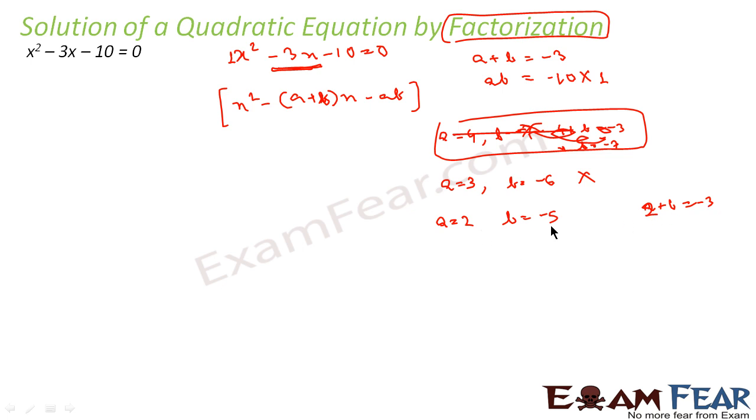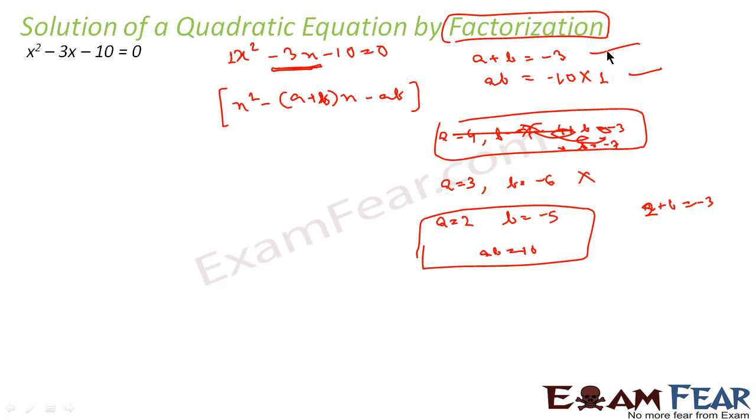And a into b is equal to what? Minus 10. And that is what we were looking for. Correct? A plus b is equal to minus 3 and ab is equal to minus 10. So we have got these numbers a and b. See, finding these numbers a and b is the challenge. The more you practice, the better it is. If you practice more, you'll get the answer fast. But to start with, you have to try different values of a and b, to see which suits.